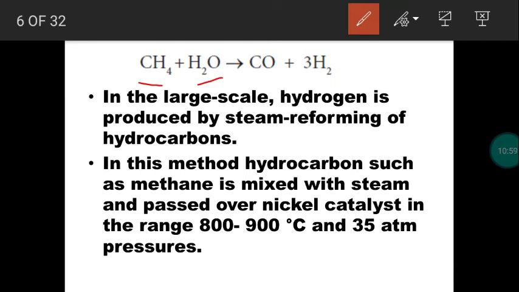So when steam is passed over the methane at high temperatures around 800 to 900 degrees Celsius as well as 35 atmospheric pressures, methane and steam combine together, it produces a mixture of carbon monoxide and hydrogen. So this is called water gas, right? So the mixture of carbon monoxide and hydrogen is called water gas, synthetic gas or syngas. So this is the way of preparing hydrogen, right?